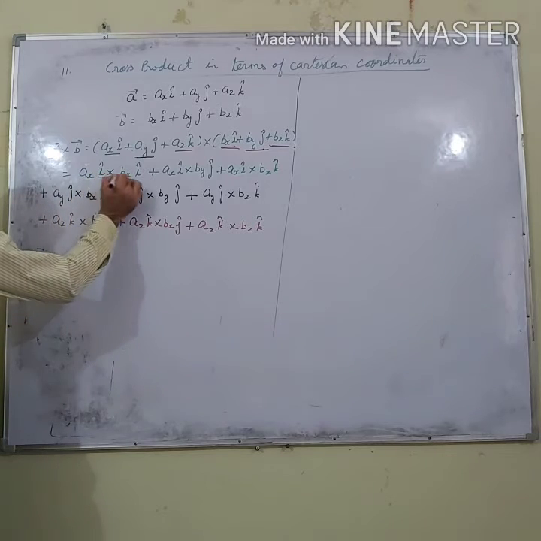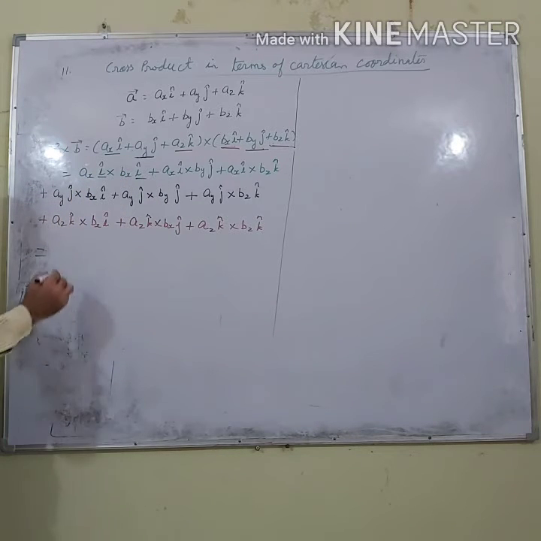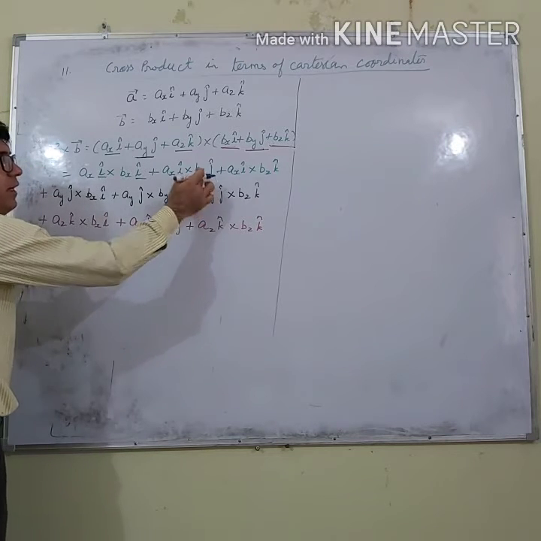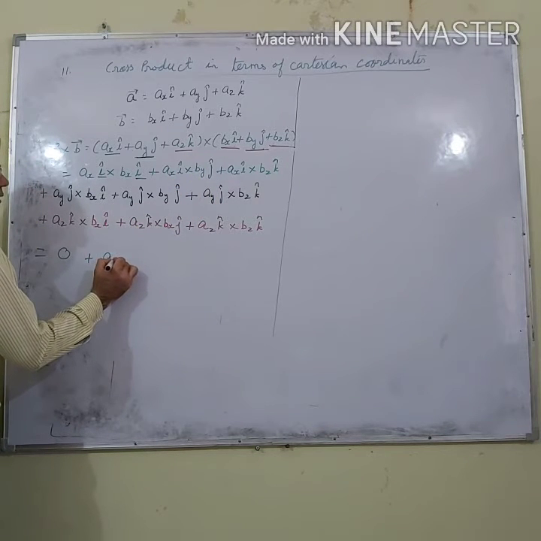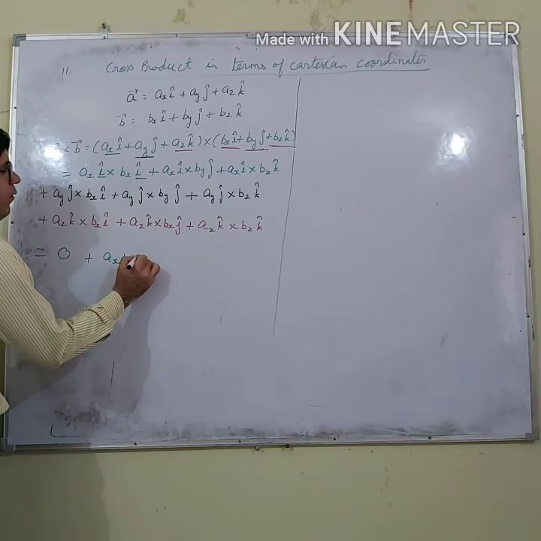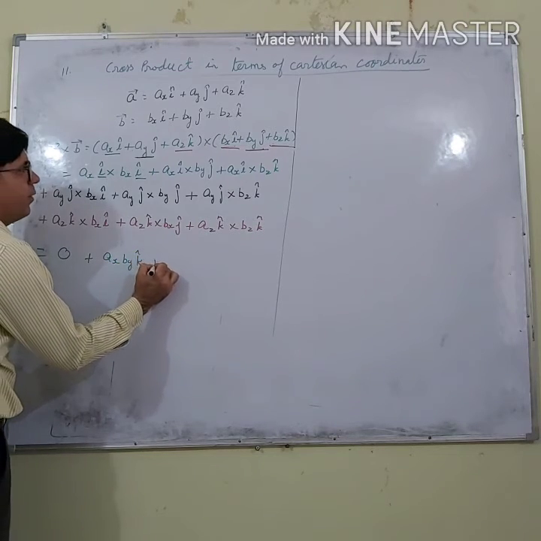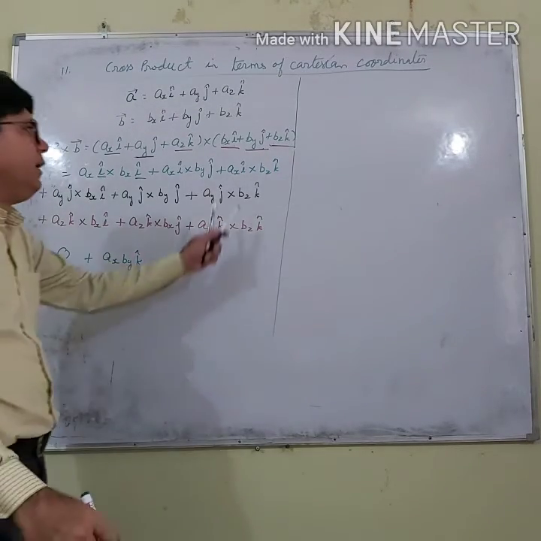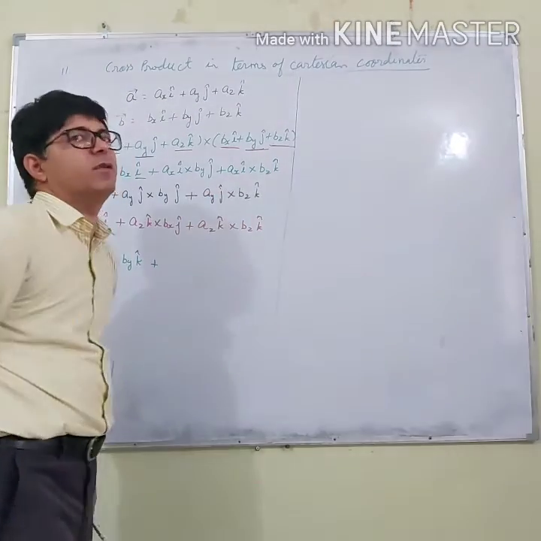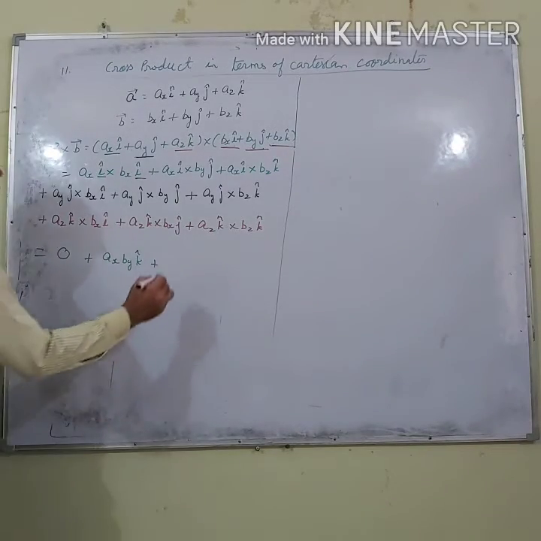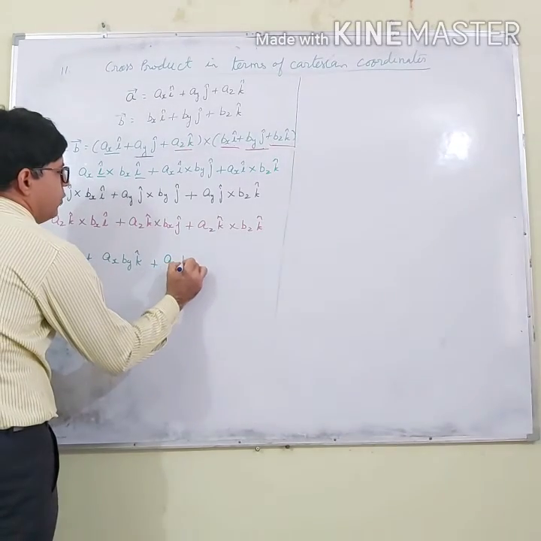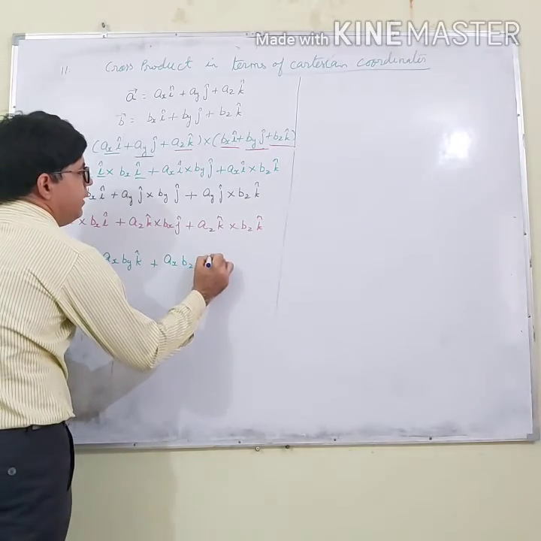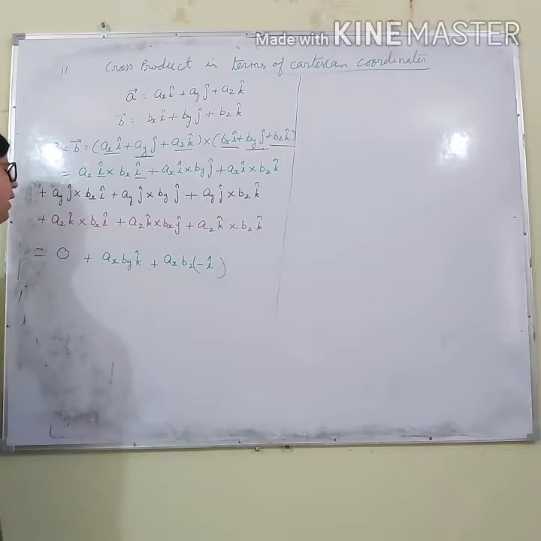I cross i, it is 0. That we have done. I cross j, it is k cap. So I can say A_x B_y k cap. And what is k cross i? j. But here it is i cross k, out of sequence, so it is minus j. So I can say A_x B_z, this is minus i cap.